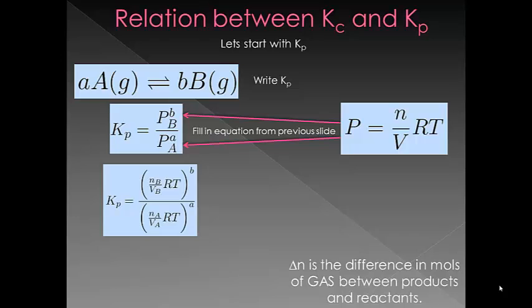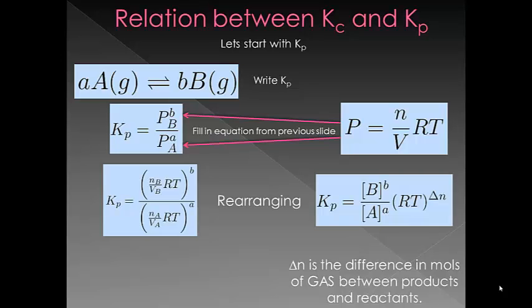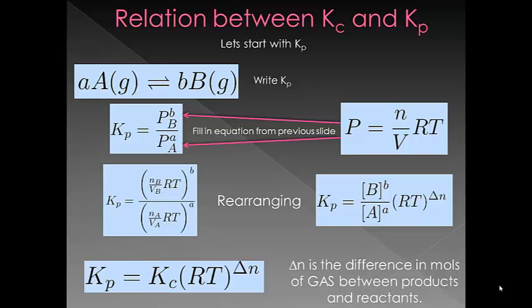Now let's rearrange a little bit. We'll pull out the concentration terms, or the n over V. Now, what is this concentration of B over A, where each is raised to its coefficient? Well, you may recognize this as Kc, so let's pull that out.